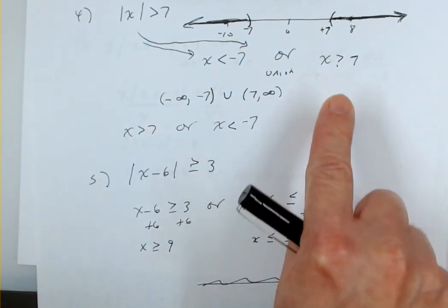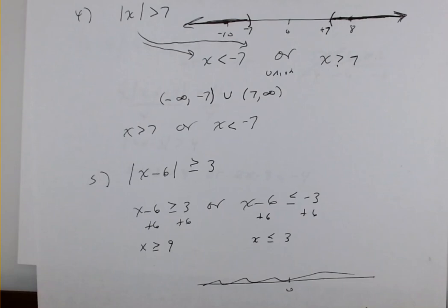So the correct memory device, and correct me if I'm wrong, is "greater than is or." Yes. And "less than is and." So if it's less than, I'm always going to do and, and if it's greater than, I'm always going to put or, and the union symbol in your interval notation. Okay, all right, I'm following. Now I get it, thank you.